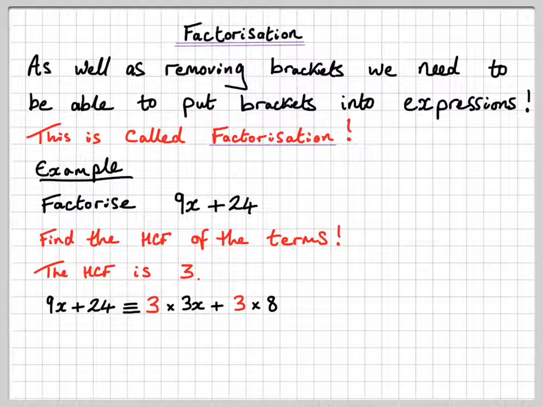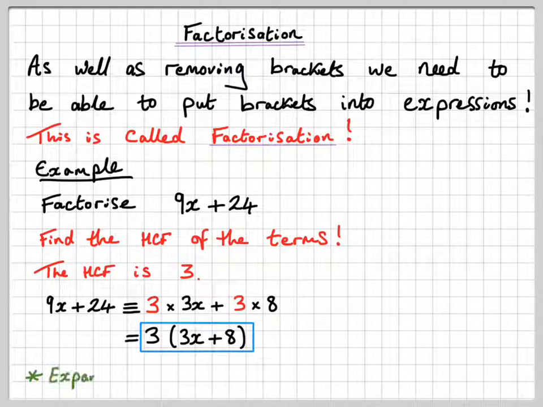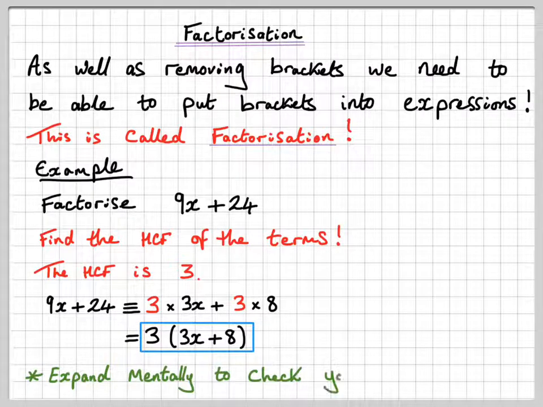The last job is simply to write this down now incorporating a bracket, and so I can write 3 brackets 3x plus 8, close the brackets. And a quick check on expansion would show that we'd get 3 times by 3x for the first term, plus 3 times by 8 for the second term, and hence we would get back to where we started, 9x plus 24. So we factorised. And in fact, it's always a good idea to expand mentally to check your answer.